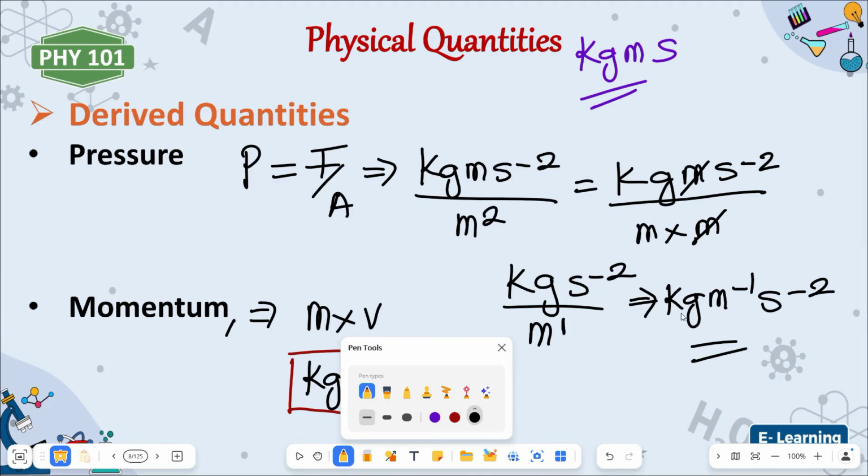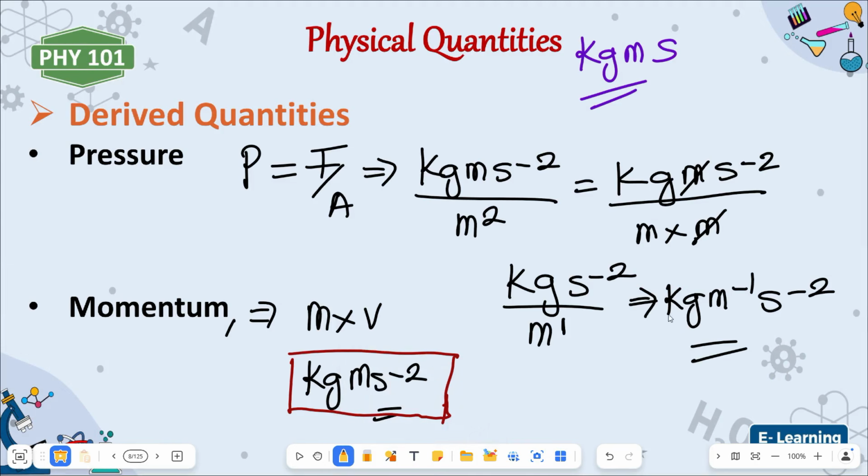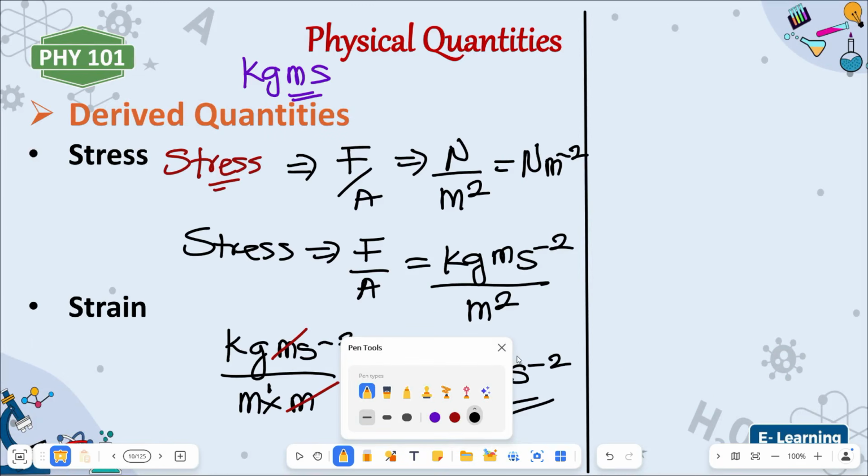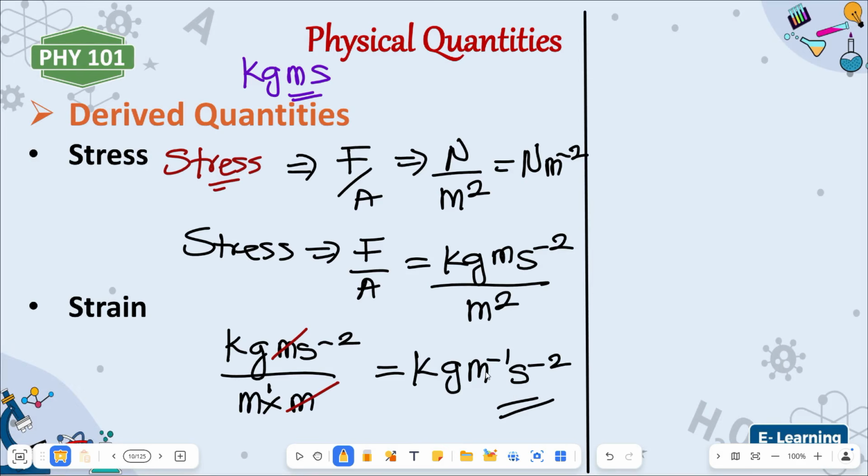It has the same unit as your pressure, kg per meter per second square. Is that okay? The same unit. So pressure and stress have the same unit. Is that understood? Kg per meter per second square.